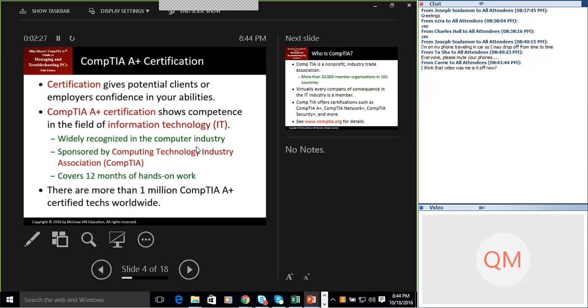Some places will hire you with experience and then help you to get your certifications, and then some places won't hire you at all if you don't have at least the A plus certification. A plus is like the screen door, the base level of certification, because like I said, it's vendor neutral, and it covers both the hardware and software side of being a PC technician.